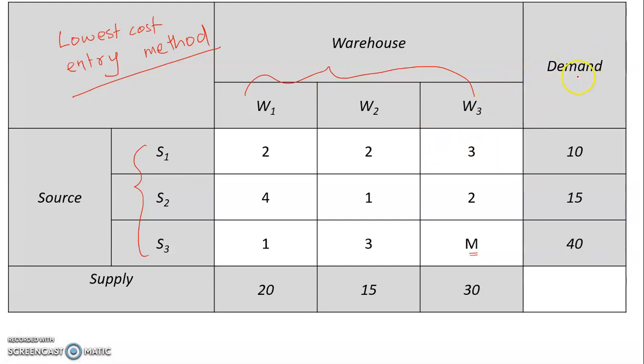Oh, I have written it absolutely wrong. This is not demand. This is supply from the sources, and this is demand. So 20 units are demanded by warehouse W1, 15 units by warehouse W2, and 30 units by warehouse W3. 10 units can be shipped from source S1, 15 units from source S2, that's the production capacity, or the maximum capacity of shipment, and 40 units here. So if you sum it up, 30 plus 20 is 50, plus 15 is 65. So the sum is 65 on both sides, for the demand and for the supply.